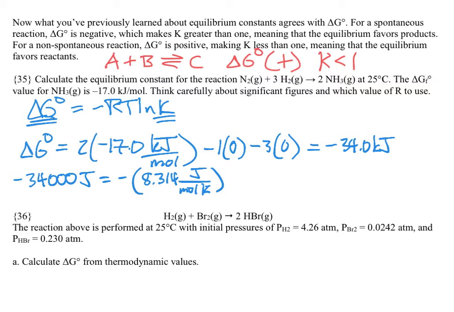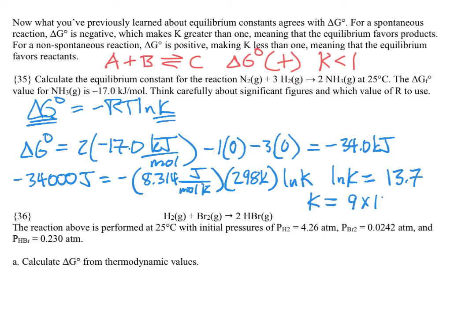Okay, so we've got the unit of joules in there. We are at 25 degrees Celsius, so that is 298 Kelvin. And then it's the natural log of K. You just have to make sure that you can work with your calculator effectively here. What you're going to find is that the natural log of K is eventually going to be equal to 13.7. And then when you take the exponential of both sides, you're going to see that K is equal to 9 times 10 to the 5th.